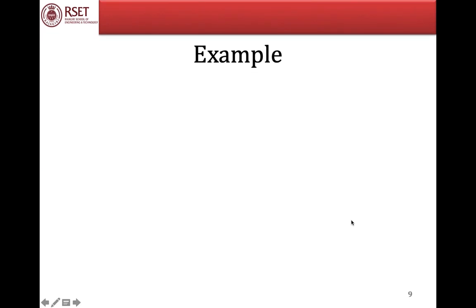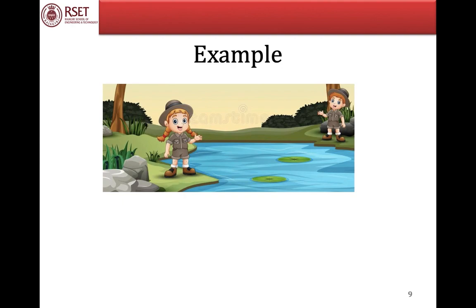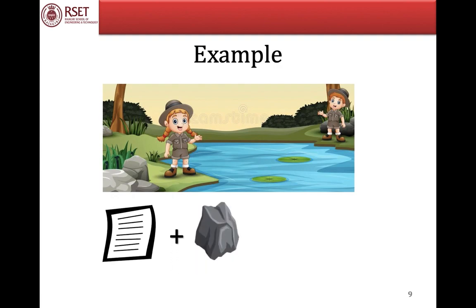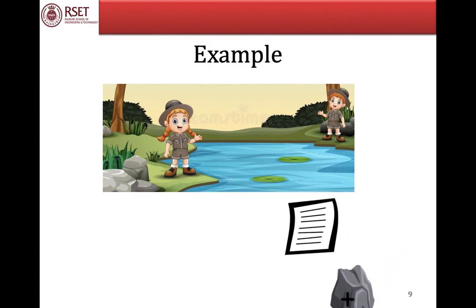Let us consider a simple example to understand the concept of modulation. Alice and Harry are standing on either side of a river and want to communicate with each other. Even if they shout, they are not able to send their voice across. Alice uses a simple technique. She writes the message on a piece of paper, wraps it around a stone, and throws the message. Harry catches the stone, throws the stone away, and reads the message.